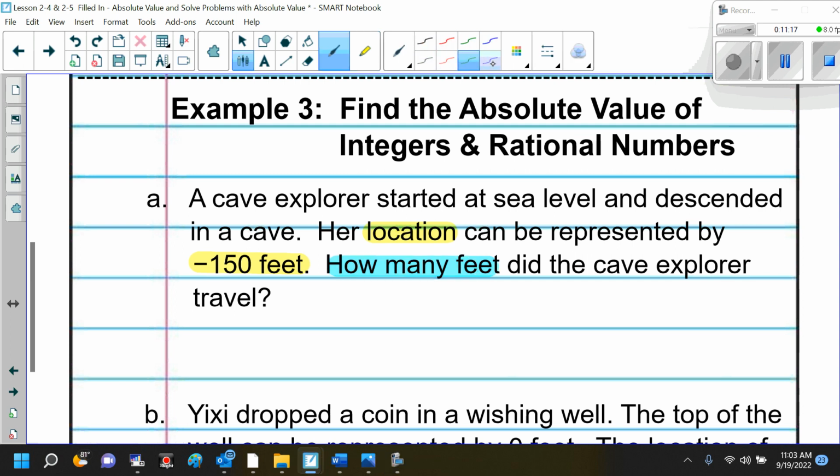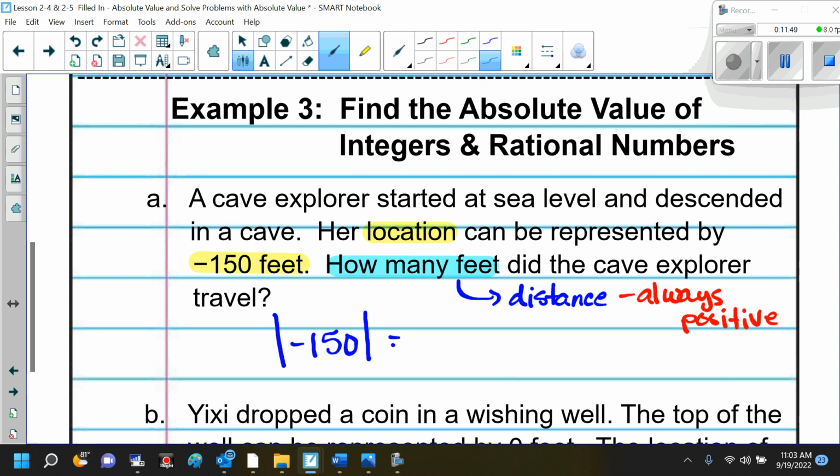So when I say how many feet, you guys, aren't we looking for a distance? And distance is always what? Positive. Always positive. So if I'm looking for a distance that's always positive, what is that math word that we're looking for? We're looking for the absolute value. So we want the absolute value of negative 150, which is going to be equal to? Very good. That's going to be 150 feet.